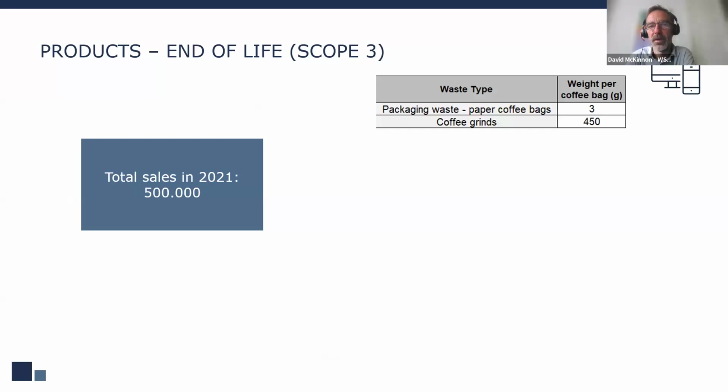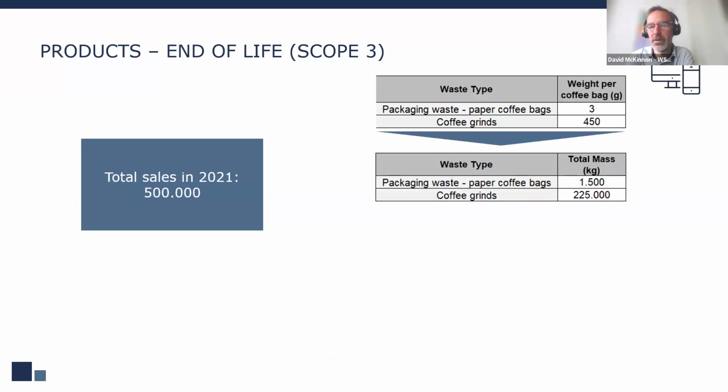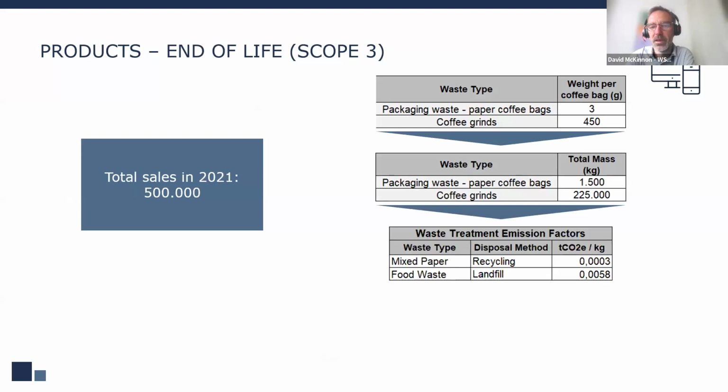So the waste from that will be packaging waste, the coffee bags, and the coffee grinds. And for each packet they sell, there's 3 grams of bag and 450 grams of coffee grinds. They sell 500,000. So that gives a total of 1.5 tons and 250 tons, respectively.